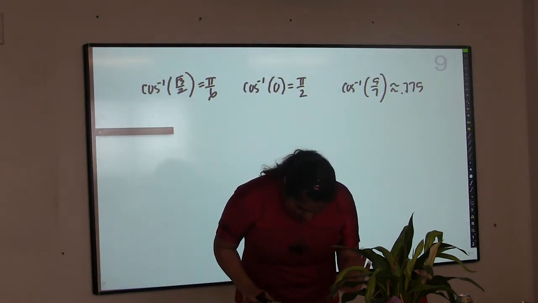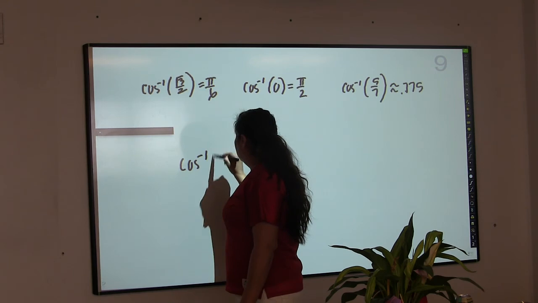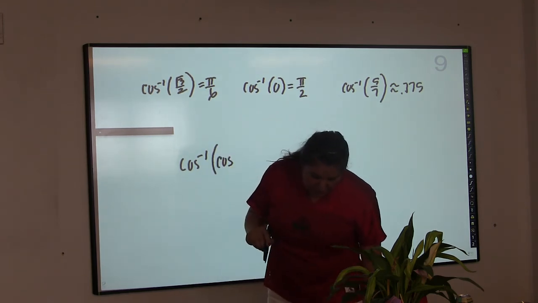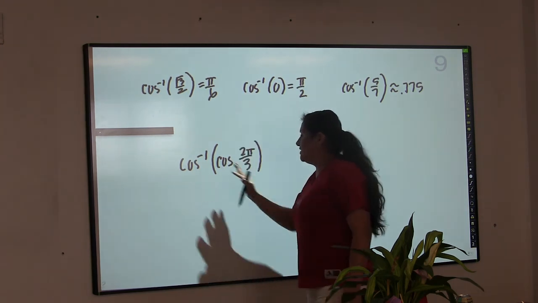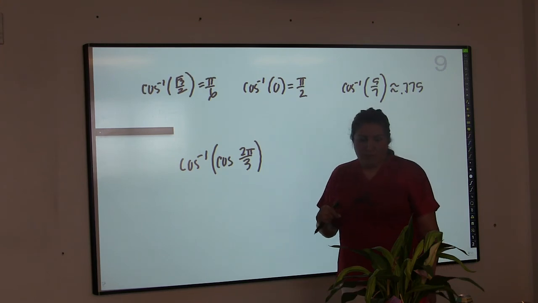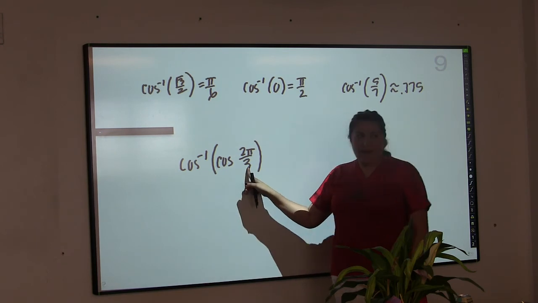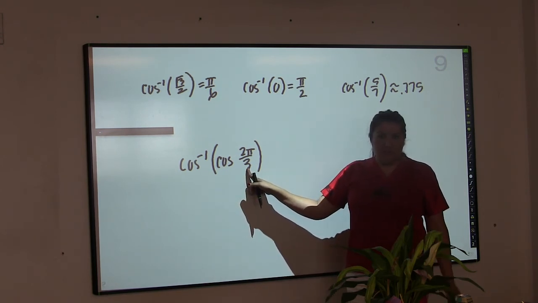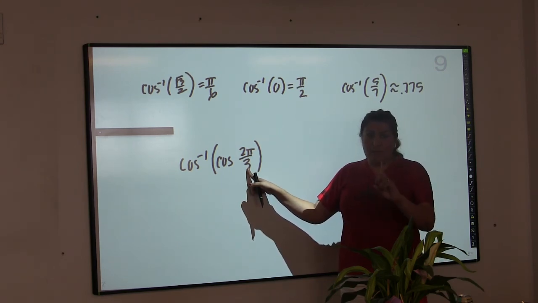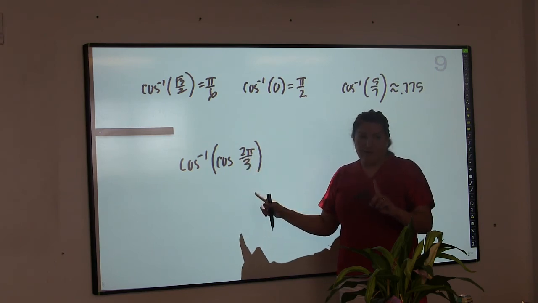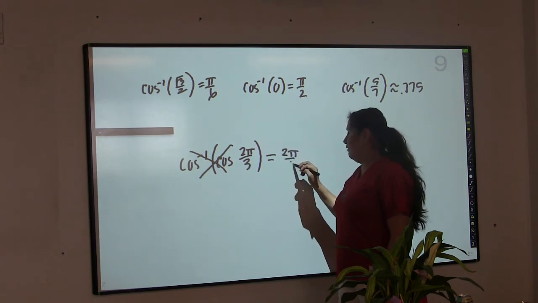Okay. Anyway, all right. So what about cosine inverse of cosine 2 pi over 3? Is this a problem? Can I just cancel those out? What is the determining factor for whether or not I can cross them out? This number has to be between 0 and pi. Is it? 3 pi over 3 is 1 pi. This is 2 pi over 3. Yes. Boom. Chakalaka boom. Answer: 2 pi over 3.